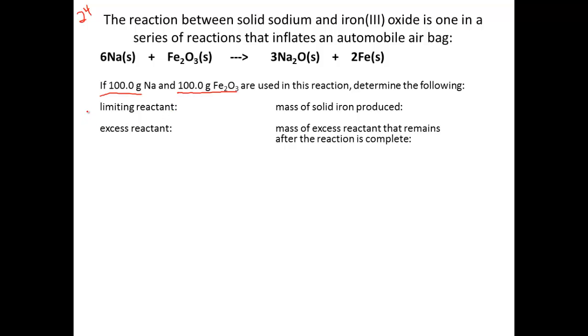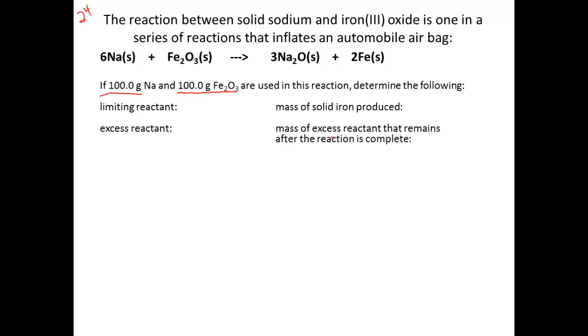Which one is going to be the limiting reactant? Which one is the excess reactant? How much iron are we going to produce? And the mass of the excess reactant that remains after the reaction is complete. So once one of them runs out, how much of the other do we have?